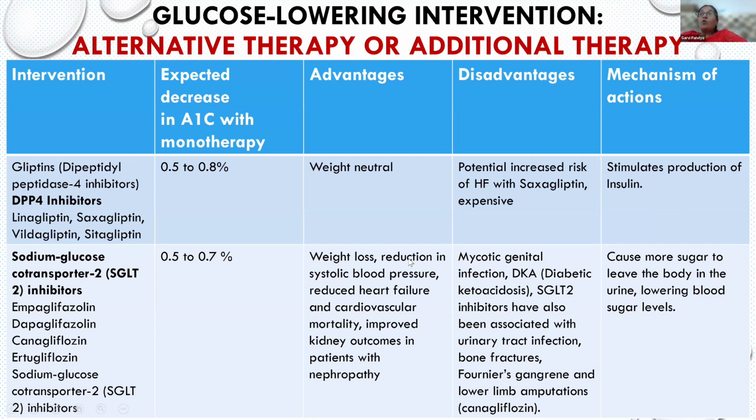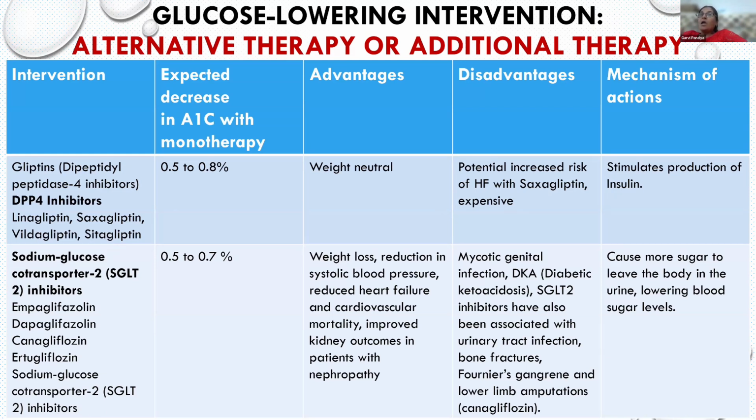SGLT2 inhibitors can cause weight loss, and the gliptins are neutral for weight. But gliptins, particularly saxagliptin, have an increased risk of heart failure. They are expensive, and they have very significant cardiovascular risk reduction. So nowadays, more and more people are using them quite often in patients who have diabetes, and sometimes patients who do not have diabetes, for cardiovascular protection and renal protection.